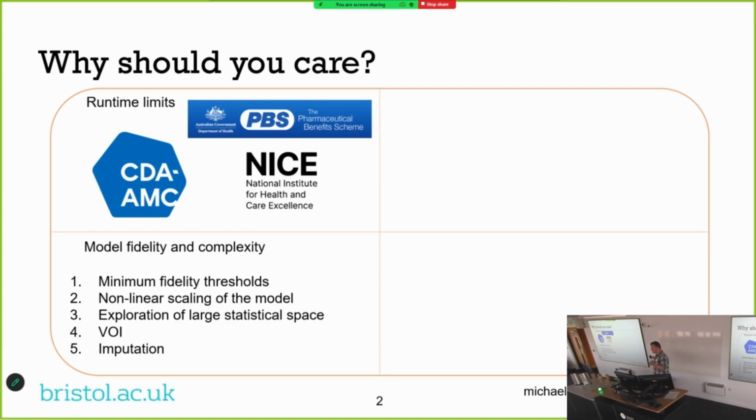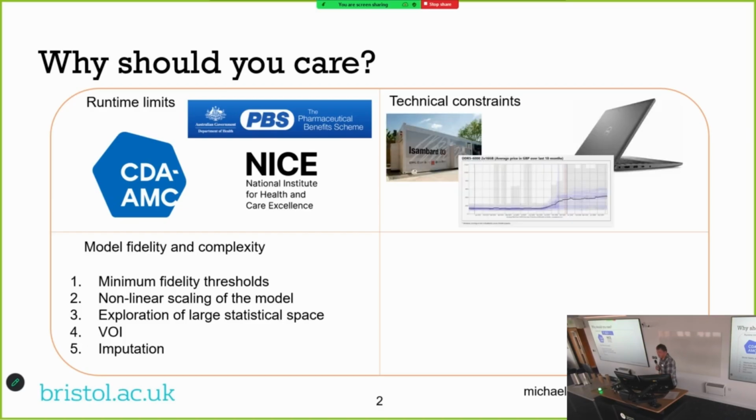Your statistical space may just be so large that actually you need to run a lot of samples to actually be able to interrogate it properly. You may have a non-linear scaling model, which often means it might be really fast at low numbers of people, say patients that you're modeling. But if you're doing a lot of patients, it suddenly becomes incredibly intangible and not really possible to explore. And then there's things like value of information, which are generally incredibly computationally heavy, and imputation, which can also be incredibly computationally heavy.